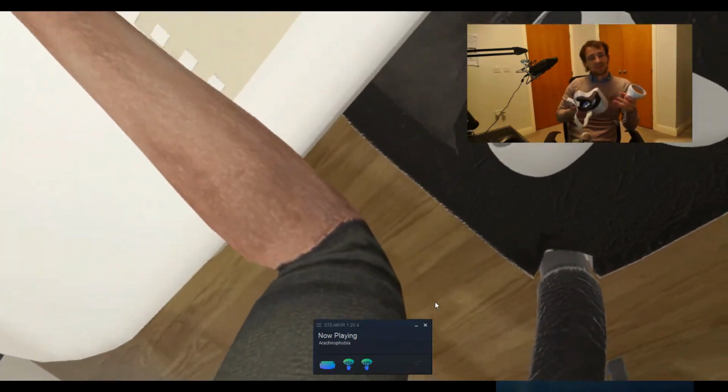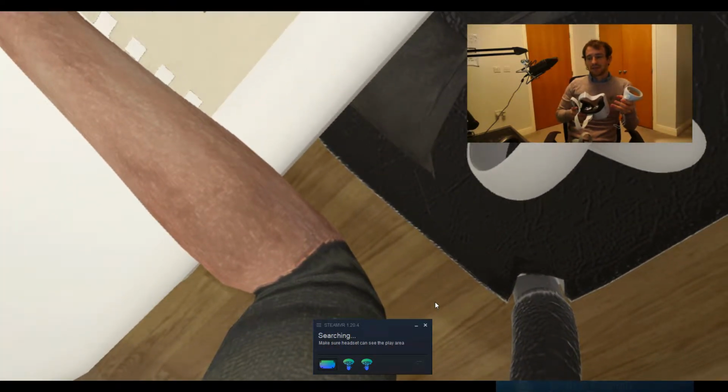So this is for graded exposure for phobia of spiders. We're going to be seeing if this works. There are some bad reviews on the store, so let's have a look and see if this would work and whether it sticks to CBT principles.